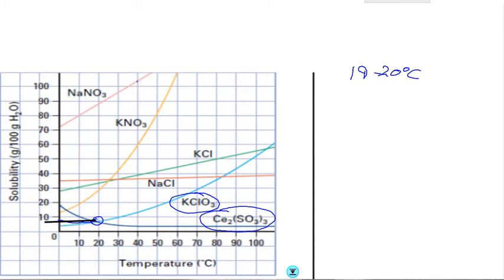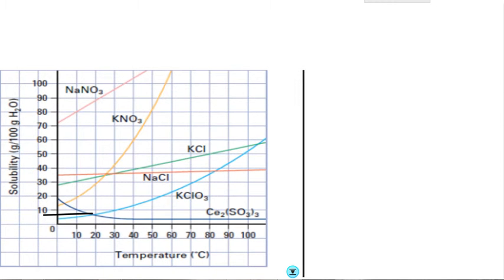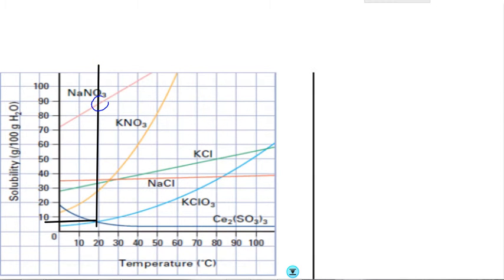Okay, they may ask you which of the compounds is the most soluble at, let's say, for example, 20 degrees Celsius. Well, at 20 degrees Celsius, if we go up, the most soluble by far, we're just going up that line that I'm about to put on this screen now. We're going up there, up that line. Well, the one that quite clearly is the most soluble is the potassium nitrate at 20 degrees Celsius.